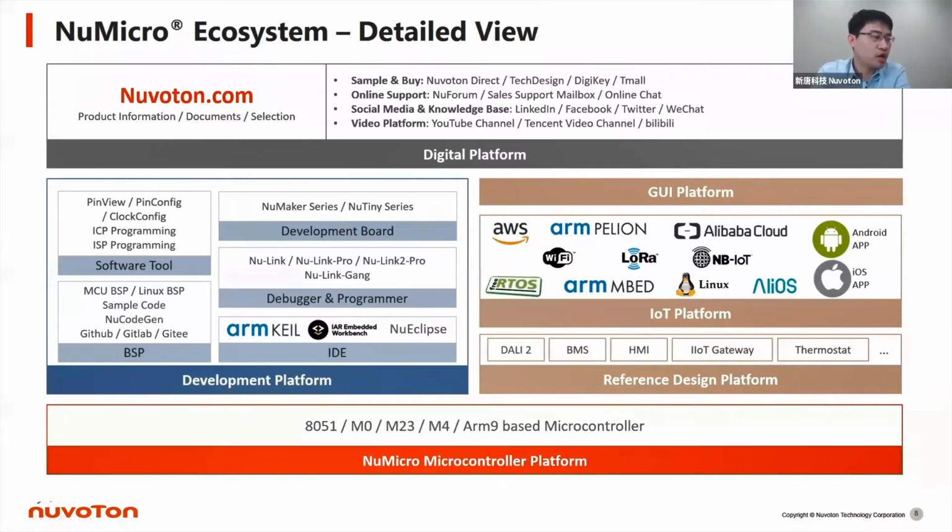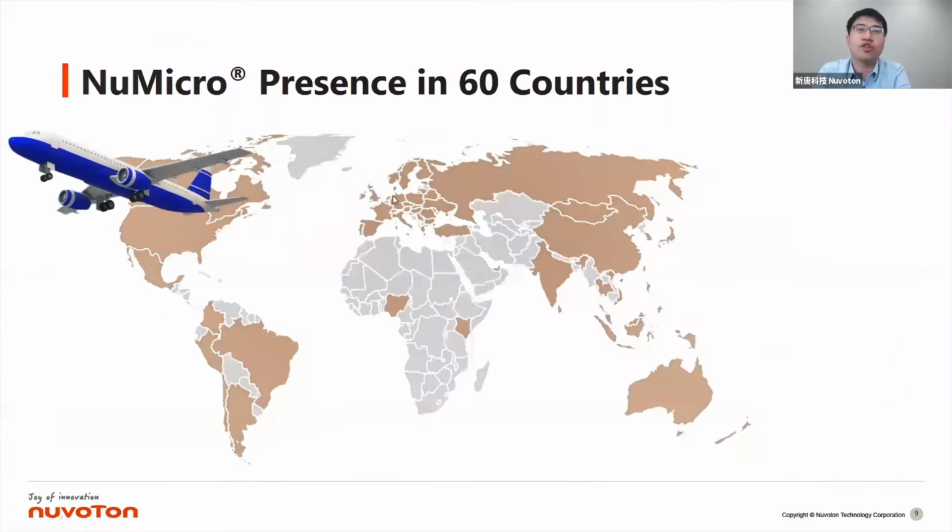Okay, and for the coming IoT world, based on the NuMicro platform, we provide you the IoT building platform, if you need things like BMS and HMI and IoT gateway and the thermostat. We have provided you many different solutions, and all of them are based on our microcontroller platform. Okay, and this slide shows we have shipped to over 6 countries. You can see from India, from China to America and Canada and South Africa.